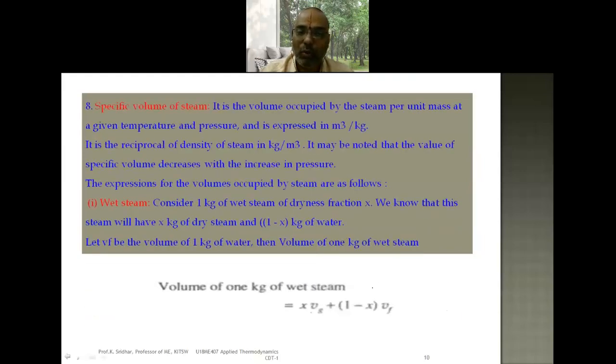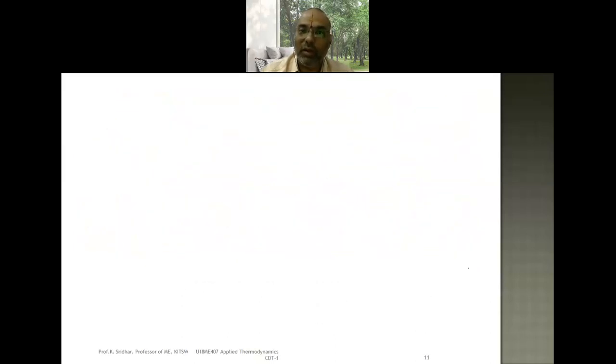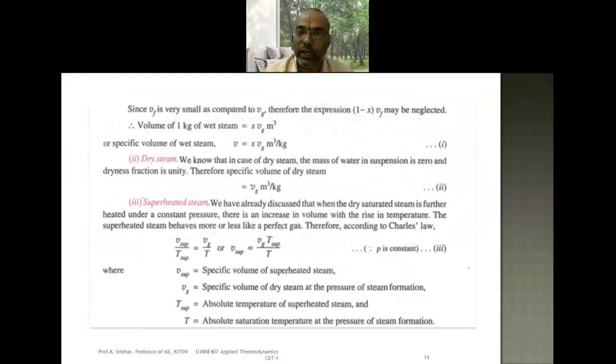So for wet steam, how can we find out the specific volume? The basic formula is x Vg plus (1 minus x) into Vf, but the specific volume of the liquid is very, very small compared to the specific volume of the vapor. Because of this, the (1 minus x) into Vf can be neglected, so we can simply write down that the specific volume of the wet steam will be equal to x into Vg. And I already told you that for dry steam, the x value will be equal to 1. So 1 into Vg is nothing but Vg.